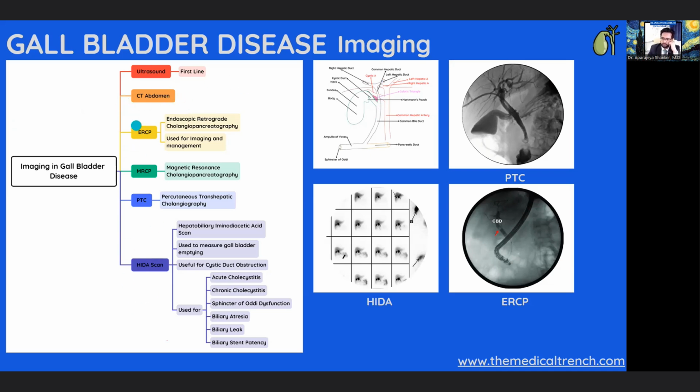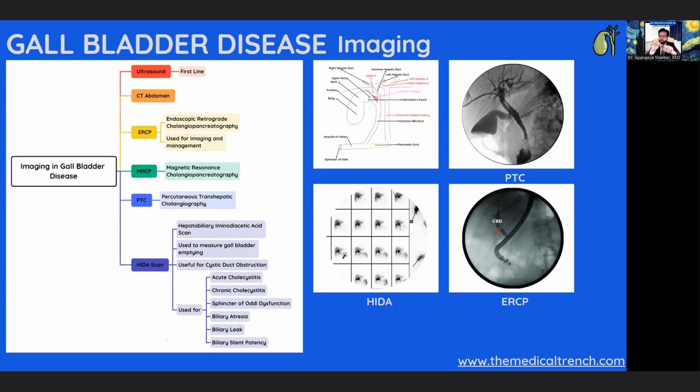Now, when we go down here, we have ERCP and MRCP. So ERCP is endoscopic retrograde cholangiopancreatography, right? And this is the image here. It is very standard in a lot of pancreas, gallbladder, and duodenal cases, right? Because this not only allows you to visualize what's going on directly through the camera, but it also allows you to have access to instruments.